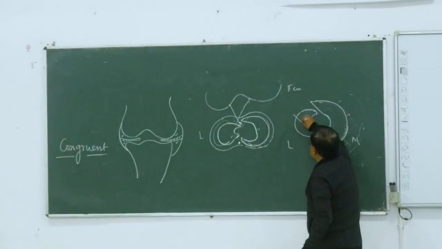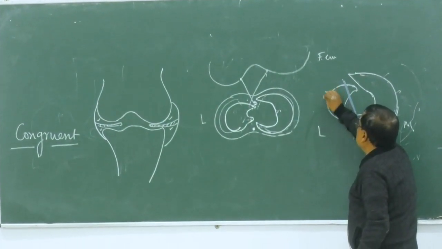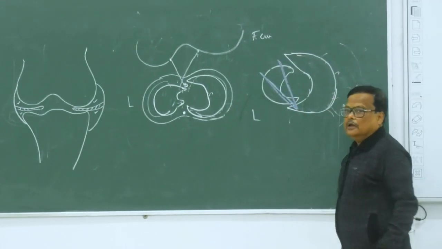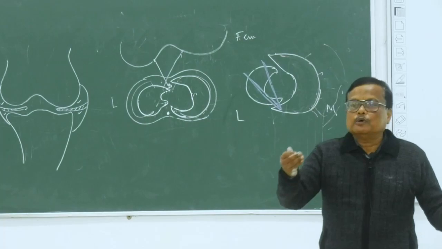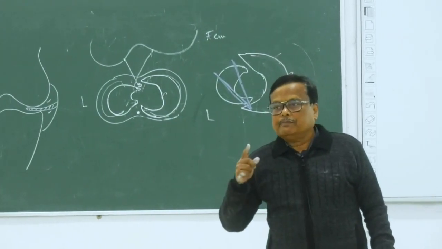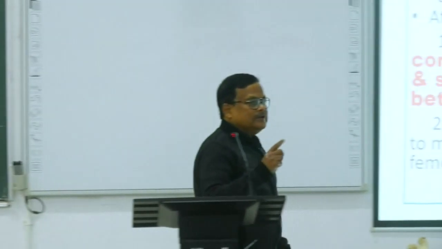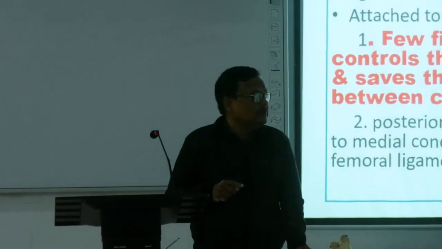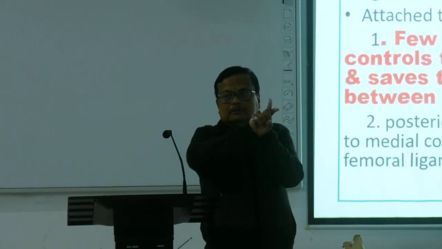From there, there are two posterior horn of the lateral meniscus, anterior and posterior, in relation to what? According to the posterior cruciate ligament. From the posterior horn of the lateral meniscus, two ligaments arise. One is anterior, one is posterior.